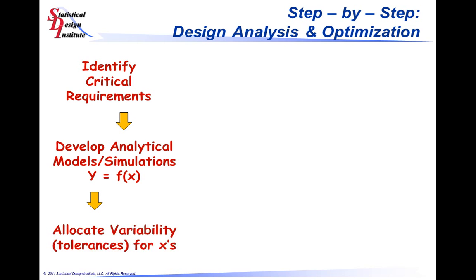Then, from your models, we can go examine each one of our X's and determine what variability could potentially be allocated to each one of these X parameters. In other words, variation is basically the same thing as assigning tolerances to individual parameters. Let's think about what tolerances might be assigned to the individual X's in this particular design.